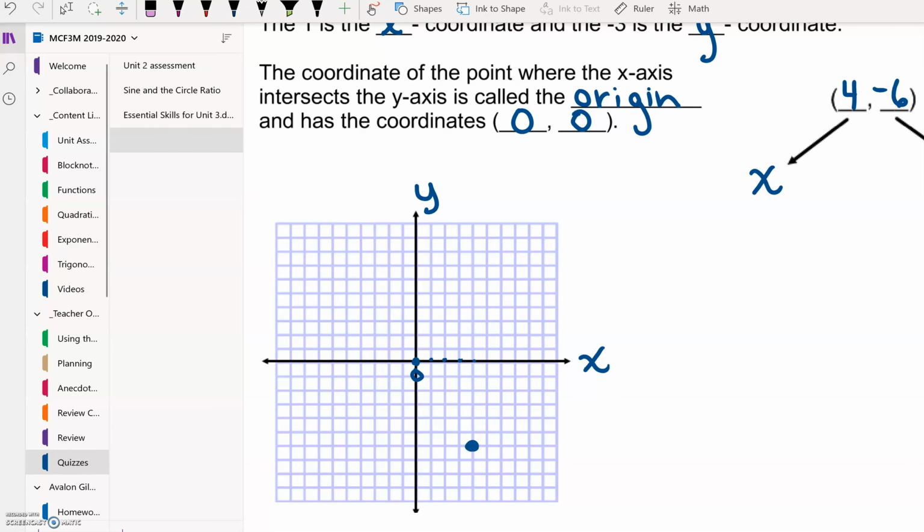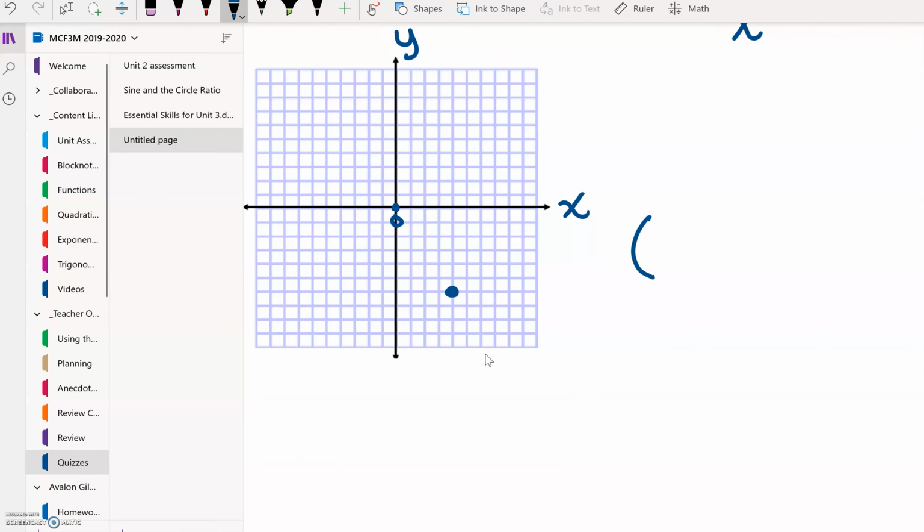Now those dots shouldn't be there, so I'm going to go ahead and erase them. It's easy for me to do that because I've got technology, but don't put those dots on there. Go ahead and try graphing another coordinate. Let's try -2 and 8.